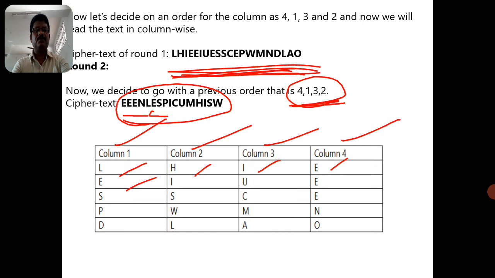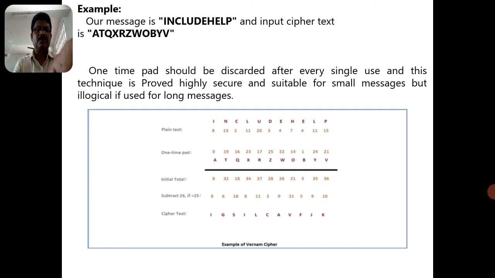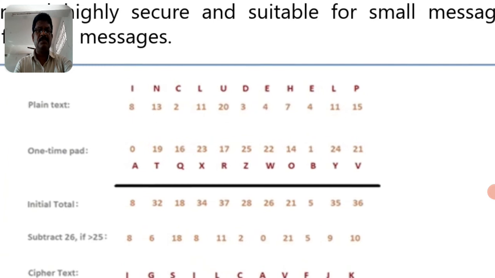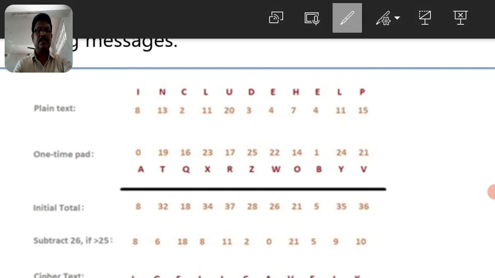Now the third technique is the Vernam cipher. The Vernam cipher is a specific one-time pad technique. A one-time pad means that whatever the message is, we add one more message to the original message. Now you can observe, for example, in this example, "include help" is the message. That message should be taken and padded with the one-time pad.